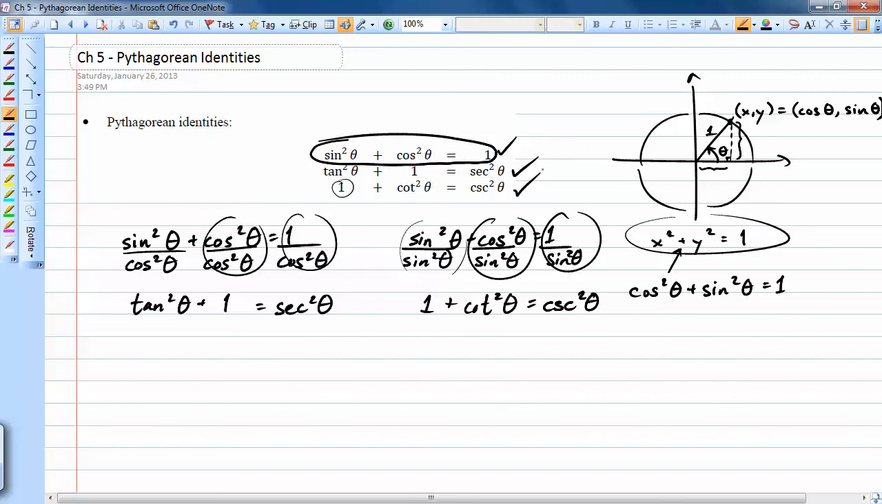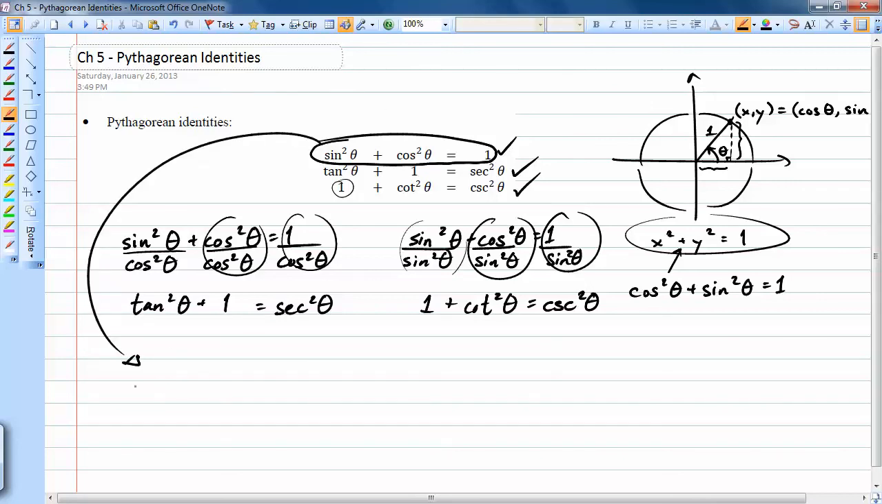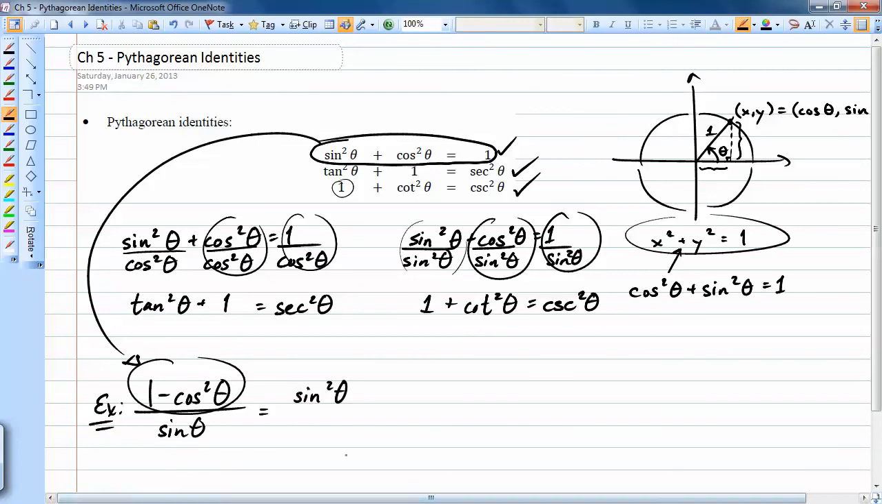One thing to note, sometimes it's useful to look at these slightly differently. For example, a lot of times you'll end up with a problem where you get something like 1 minus cos squared over sine theta, let's say. So that would be an example. If you end up with something like that, this can be simplified pretty quickly, but you have to be able to look at that and say, oh, that's the same thing as sine squared theta. And so I've got it divided there, and then this just turns into sine theta.